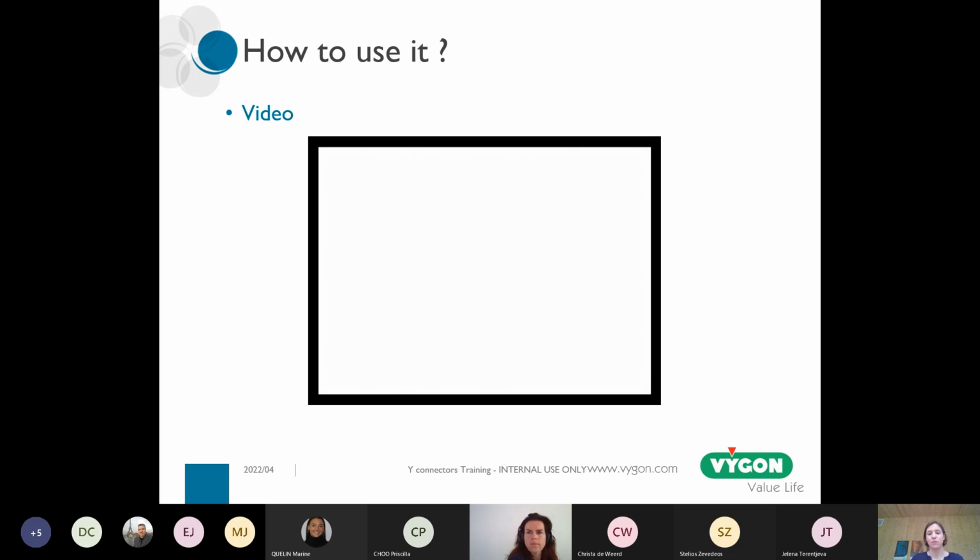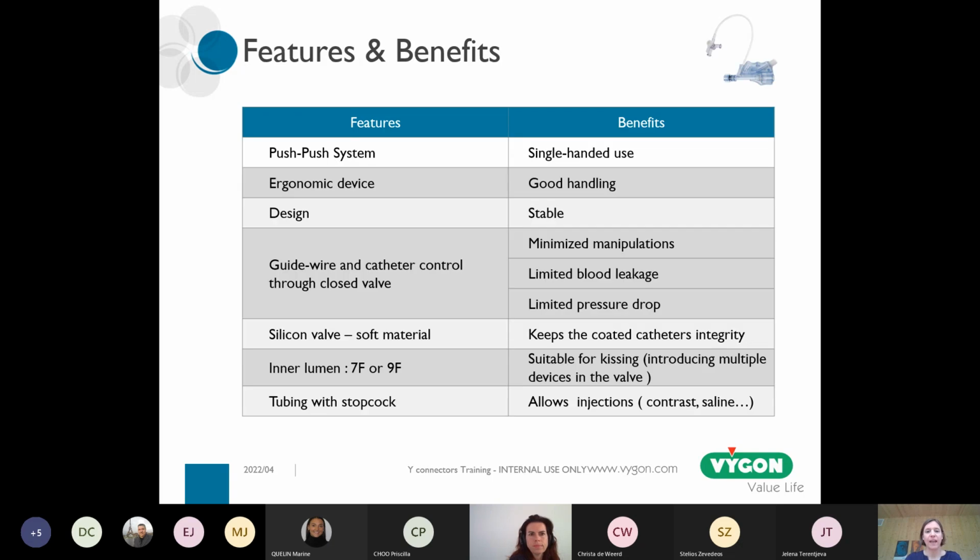Okay, so I think now you know how to use it. The benefit of this system is that as it is a push-pull system, it is simple, and we can use it with one hand. It is ergonomic, so you have a very good handling. And as we explained, the guide wire and the catheter can be controlled through the closed valve. So you have a minimized manipulation, a limited fluid leakage, and a limited pressure drop.